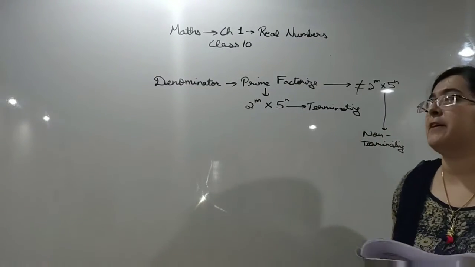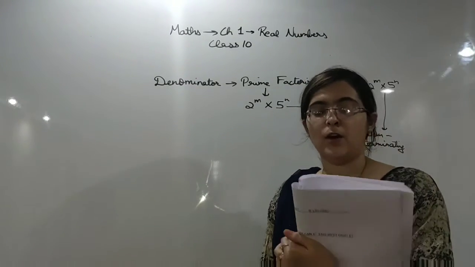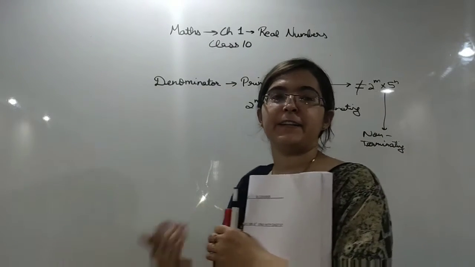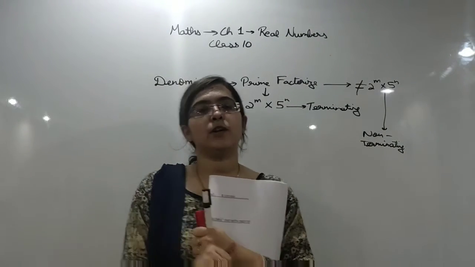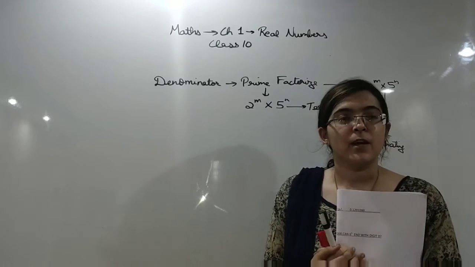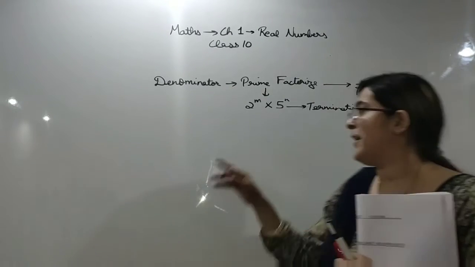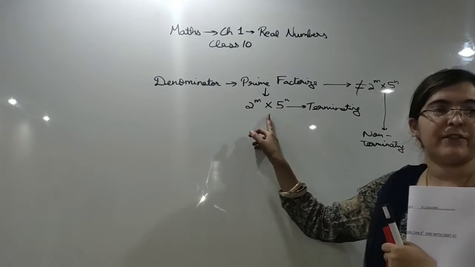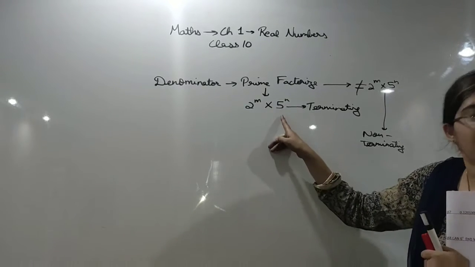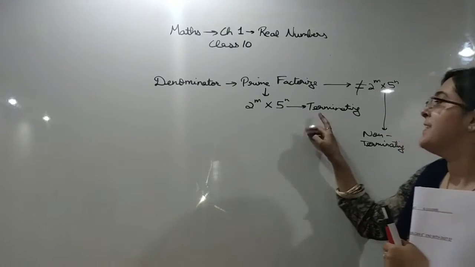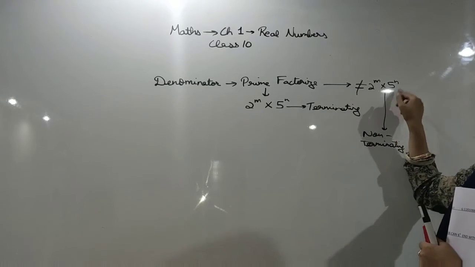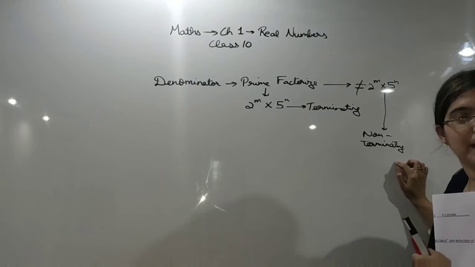Students, we were doing chapter 1, real numbers. In our last class, we identified a terminating or non-terminating decimal expansion without division. How did we do it? We checked the denominator. If the denominator was of the form 2 to the power m into 5 to the power n, we said that it is terminating. And if it was not of this form, we said it is non-terminating.